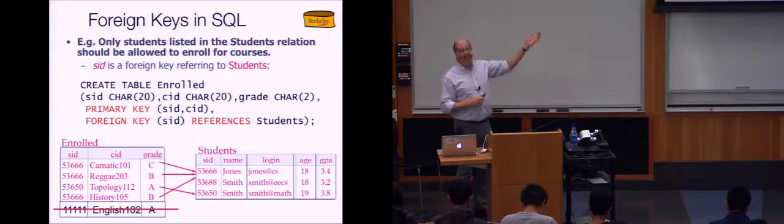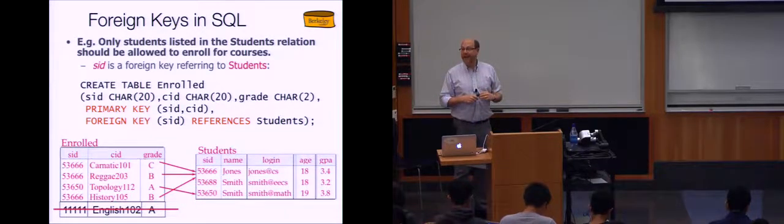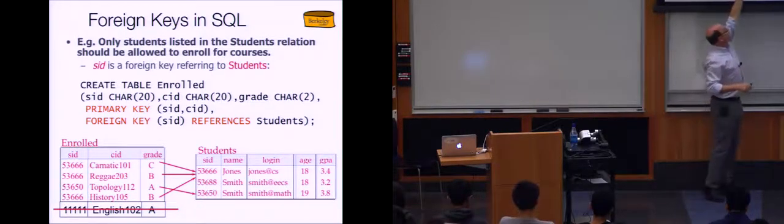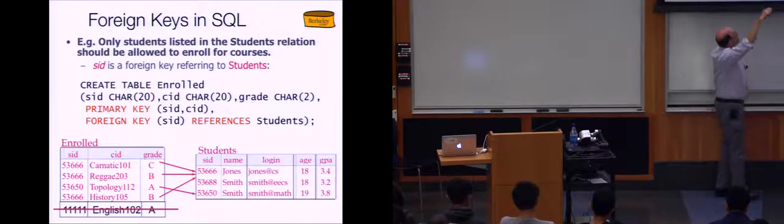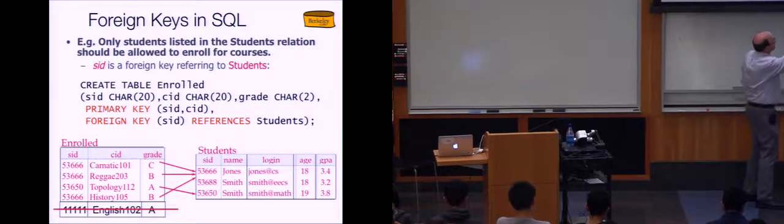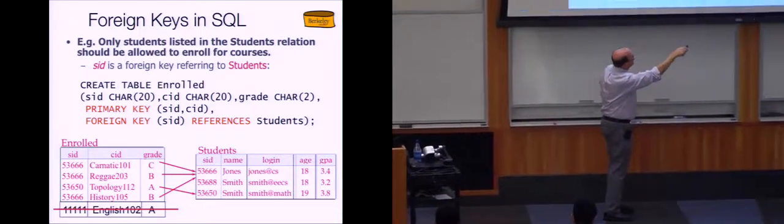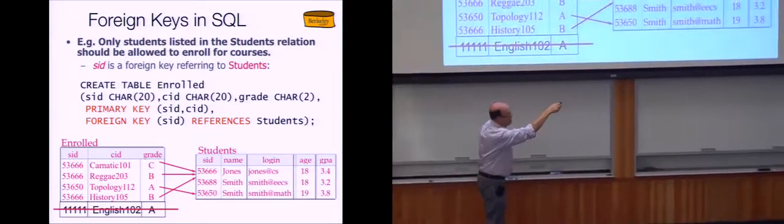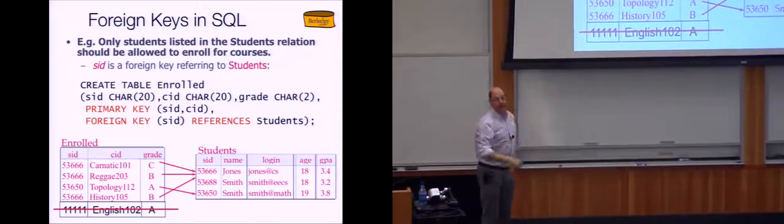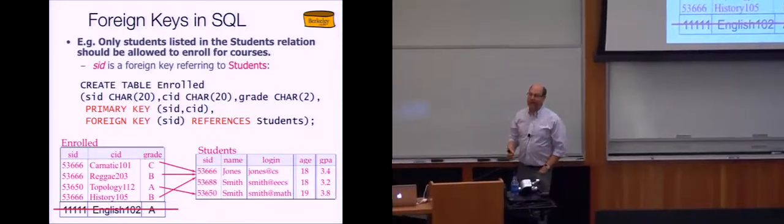Yeah, deletion of what? Yeah, exactly. Because if I delete this record here, sorry, I'm not tall enough, if I delete that record there, no problem. I haven't broken anything. But if I delete this record here, Jones 53666, then all of a sudden, all these records over here that refer to that student are no longer valid.